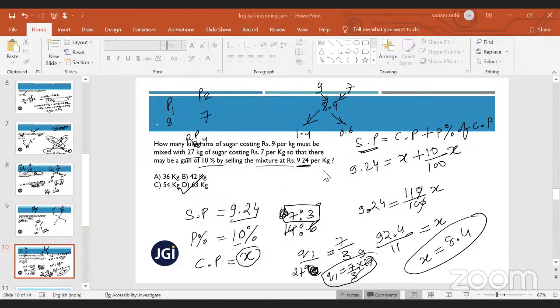So this was the selling price given. You have to use this formula to find cost price first. That cost price is your resultant price. Yes or no? Okay, I'll give you one more question similar to this.